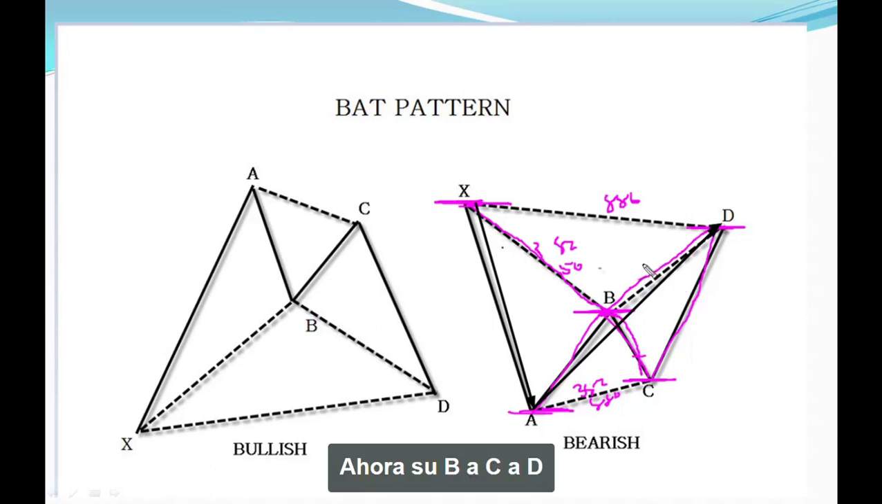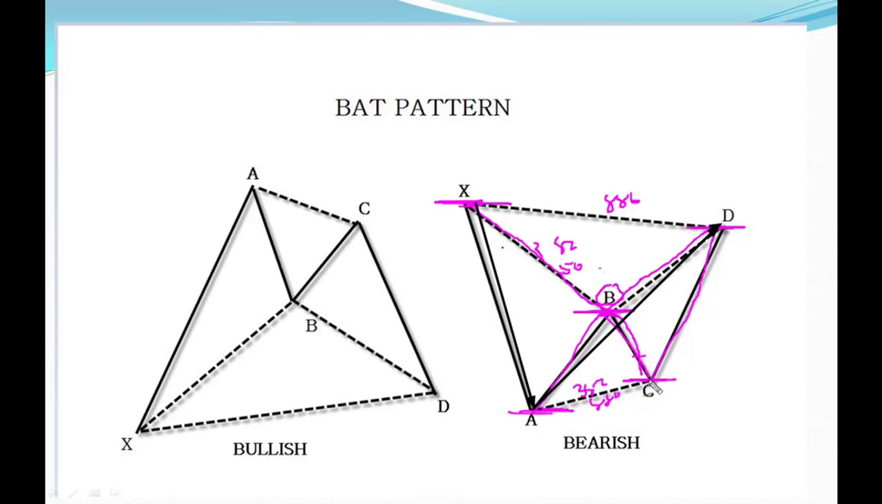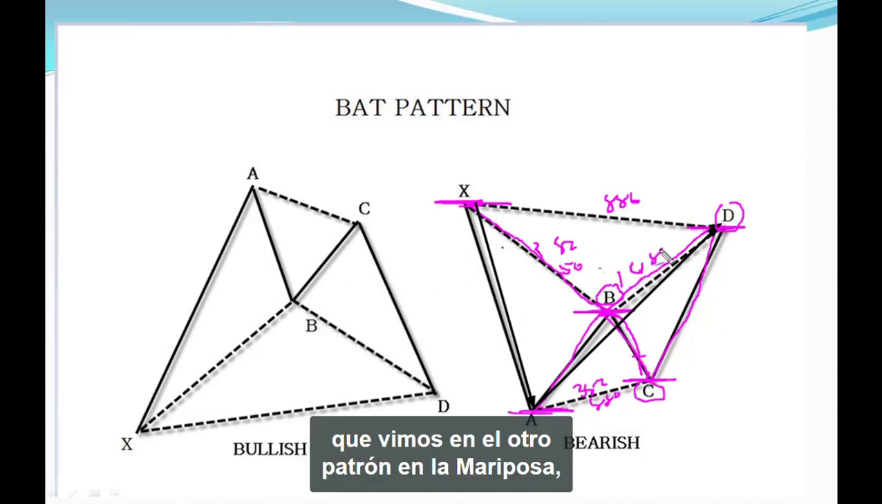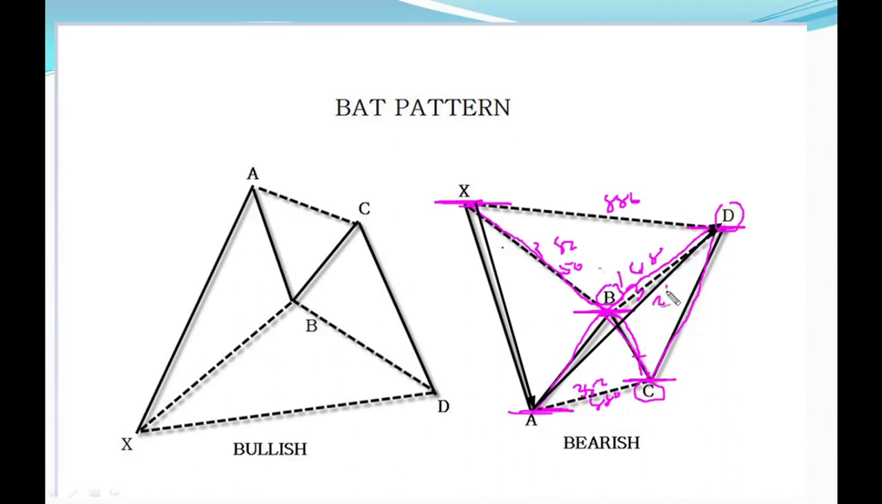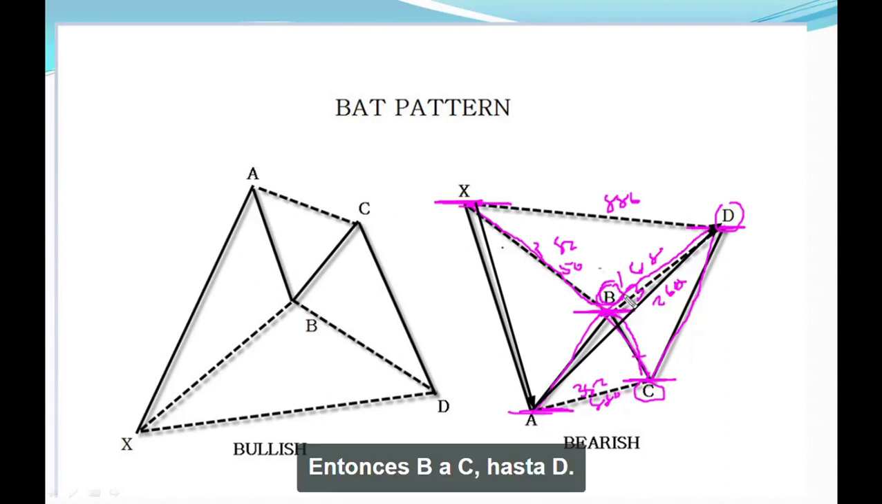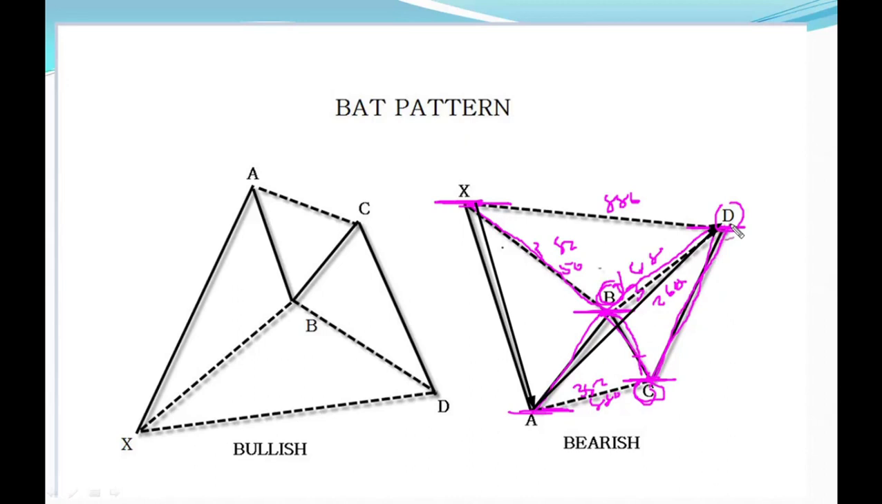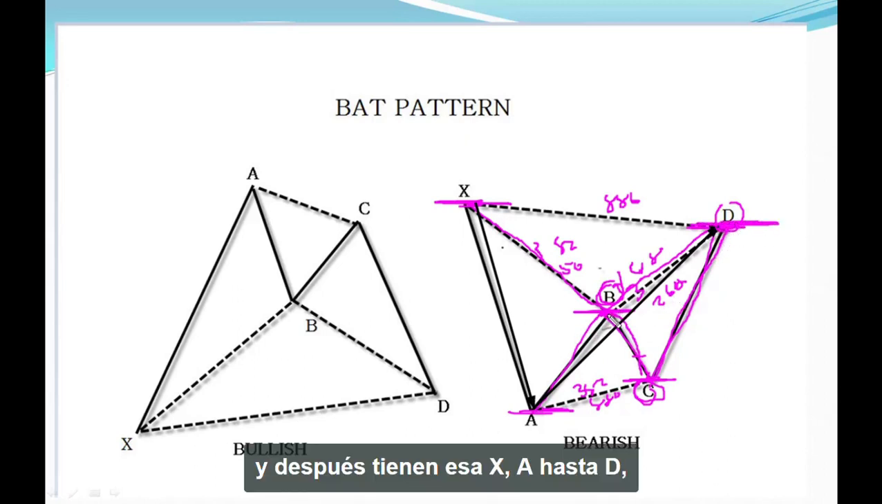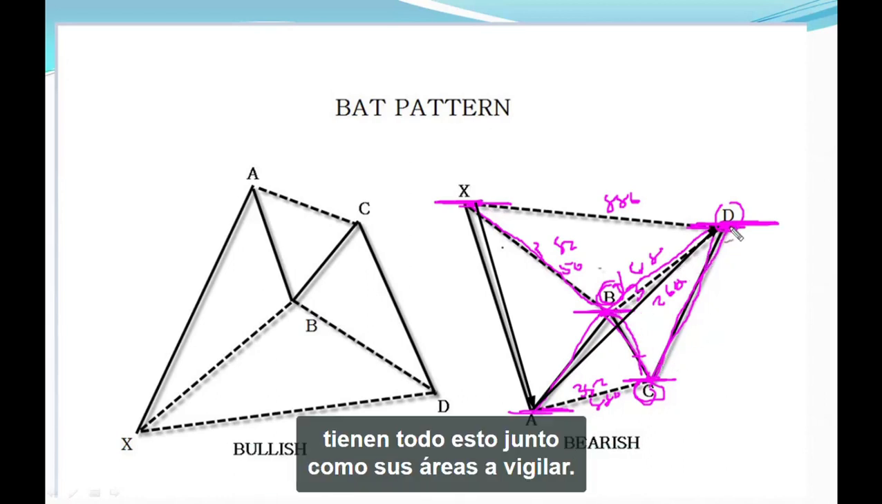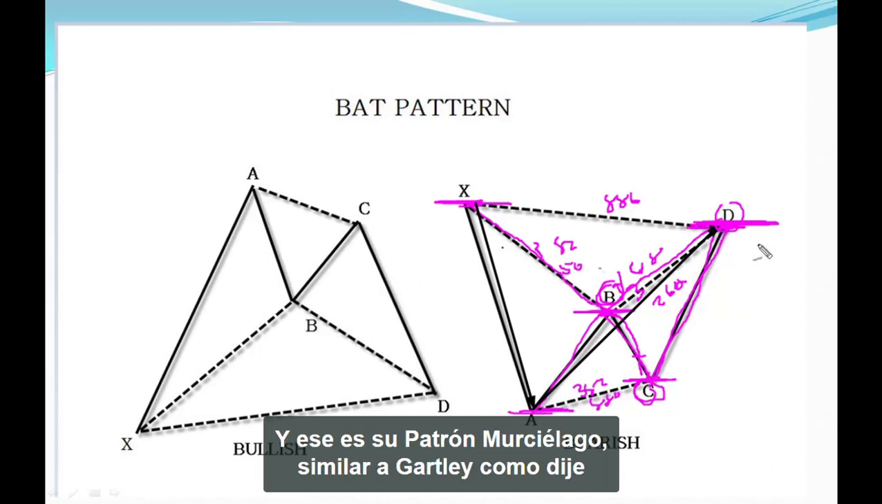Now, your B to C to D would have that same 1.618 that we saw in the other pattern, the butterfly, to 2.618. So B to C up to D, and then you have that X A up to D, and then you have the BC up to D. You have all this put together, which gives you your areas to watch, and that's your bat pattern.